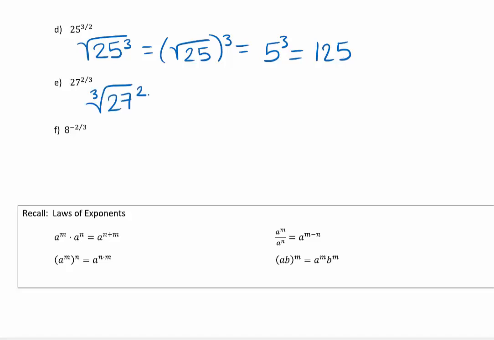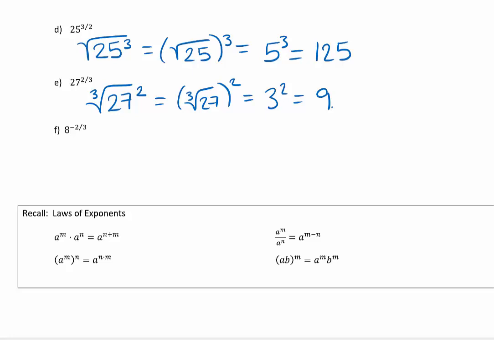Same idea with example E. 27 to the 2/3 means we have the cube root of 27 squared. The number on the bottom is the root. I'm going to do the cube root first, and the cube root of 27 is 3, and then I square it. 3 squared is 9. All right, one more example.